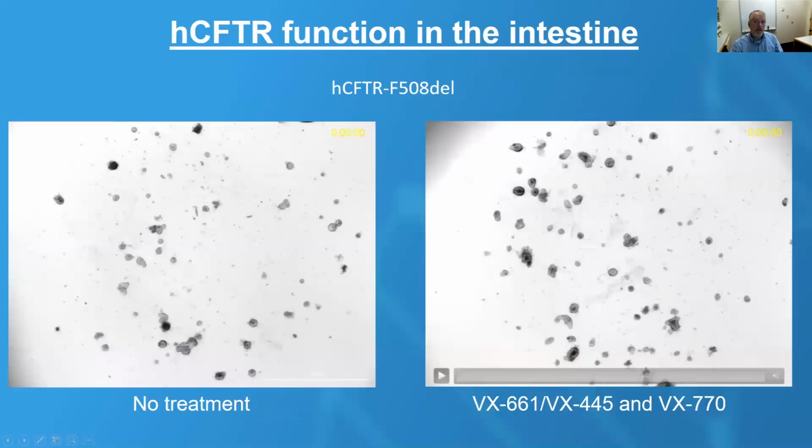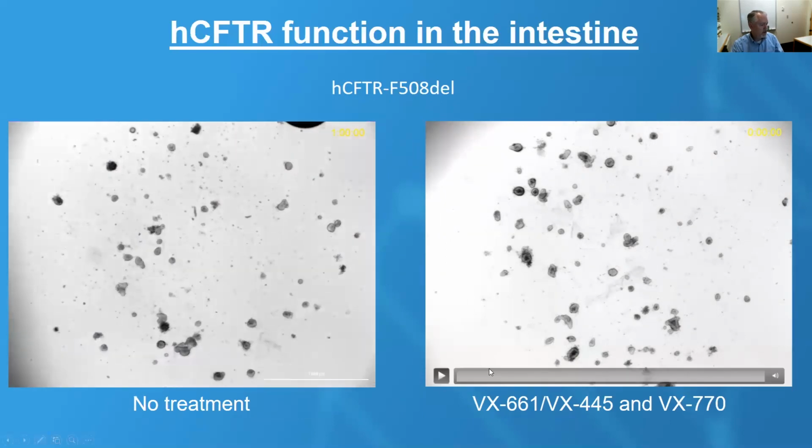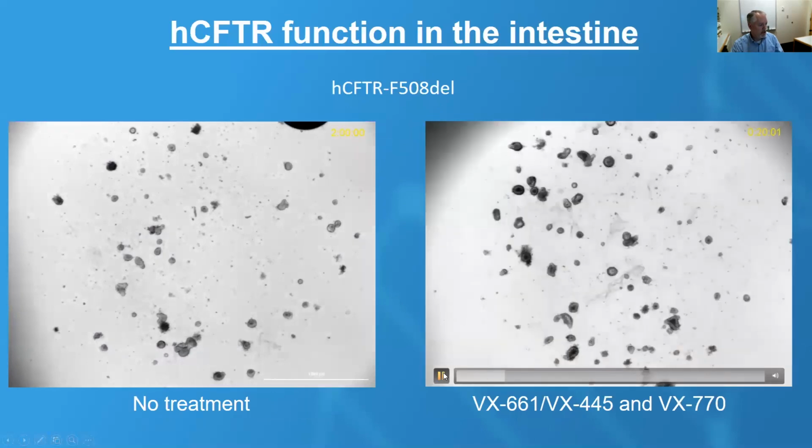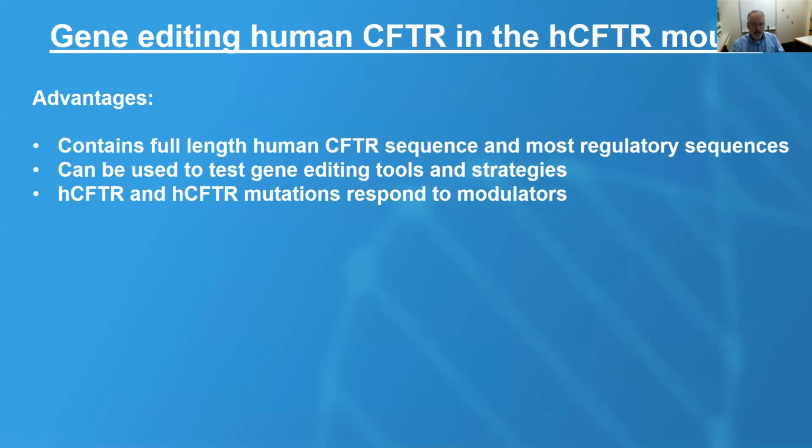In F508del organoids from this mouse, CFTR is corrected by the triple combo drug. Again, no treatment, you see little to no expansion of the organoids, whereas treatment with triple combination, you see clear organoid CFTR function correction. This is tabulated here, showing correction using both correctors, VX661 with 770, as well as a triple combination. The advantages of the strains I just showed you are that they contain full-length human CFTR sequence and most regulatory sequence. They should be able to be used to investigate various gene editing tools and strategies, and they respond to CFTR modulators as well.